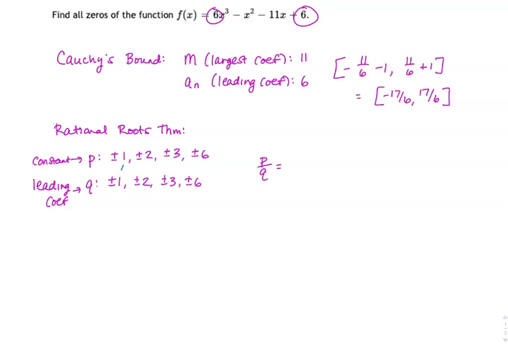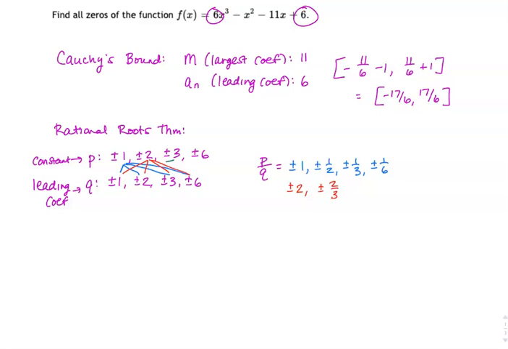So I'm going to start with 1 divided by 1, 1 divided by 2, 1 divided by 3, and 1 divided by 6. So 1 divided by 1 is 1, 1 divided by 2 is 1/2, 1 divided by 3 is 1/3, 1 divided by 6 is 1/6. So now I'm going to repeat that process, only now I'm going to take 2 and divide by 1, 2 divided by 2, 2 divided by 3, and 2 divided by 6. So 2 divided by 1 is 2. 2 divided by 2, if we reduce that, is 1. I've already got that in my list, so I'm going to skip over that. 2 divided by 3 is 2/3. 2 divided by 6, if I reduce that, is 1/3. I've already got that in my list.